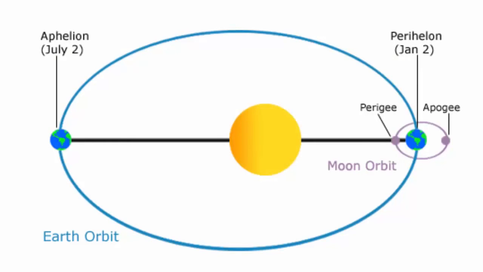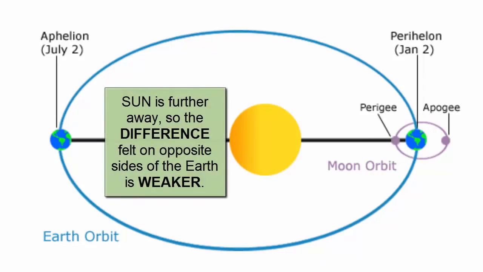How does the Sun fit in? The gravitational force that's felt between the Earth and the Sun is greater than that felt between the Earth and the Moon, but it isn't the total force that creates the tides. It's the difference in force felt on one side of the Earth versus the other. And the difference becomes greater the closer the two objects are to each other.